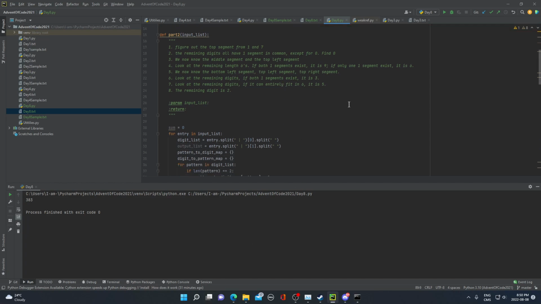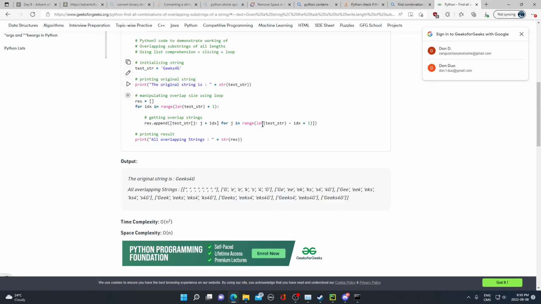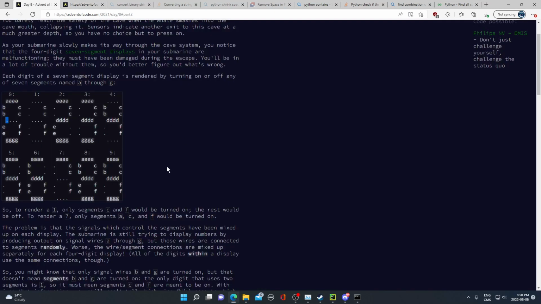You know, I just thought of something. Do we actually need to do all of this? What if we just find the segments? Holy cow. If we find the segments and know what the key segments are, then we can actually just figure it out.